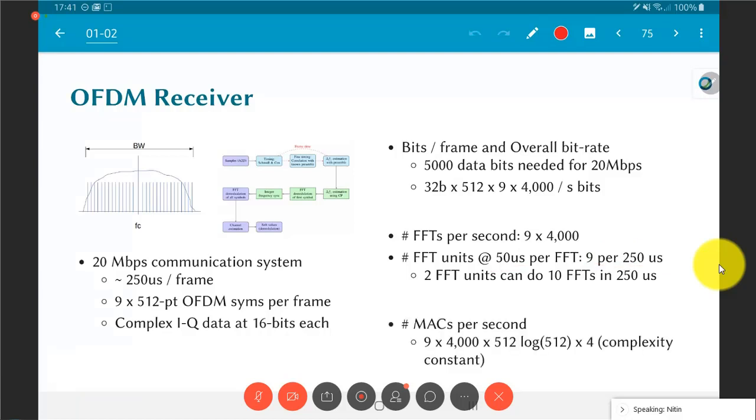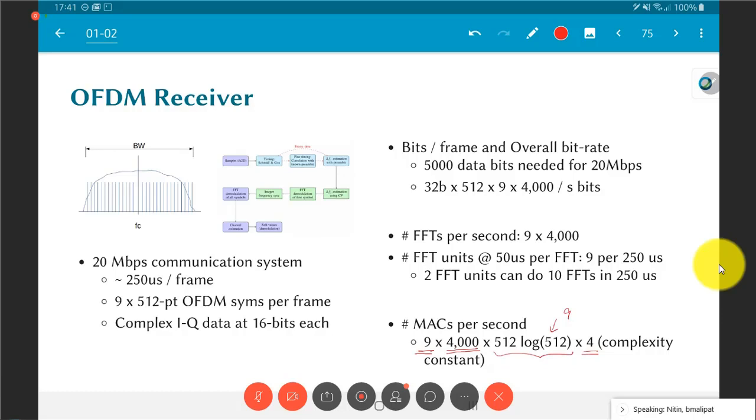Similarly, I can go forward to the multiply accumulates per second. Once again, 9 FFTs, 4000 frames per second, and one FFT is of complexity n log n, 512 into log 512, which is basically log to base 2, so this number is 9. And this 4 that I have over here is some kind of a constant of complexity.